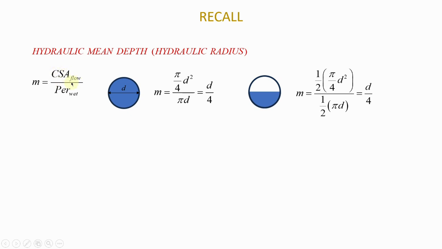And so if you do again cross-sectional area of the flow divided by wetted perimeter, the cross-sectional area of the flow is half the cross-section of the pipe, and then the wetted perimeter is half the perimeter of the circle here. And so you divide them and you will again end up with d over 4 as the hydraulic mean depth. Now, this is just a coincidence that I've picked two examples where the hydraulic mean depth happens to be d over 4. It is not always equal to d over 4. I just wanted to show you how we go about finding the hydraulic mean depth.